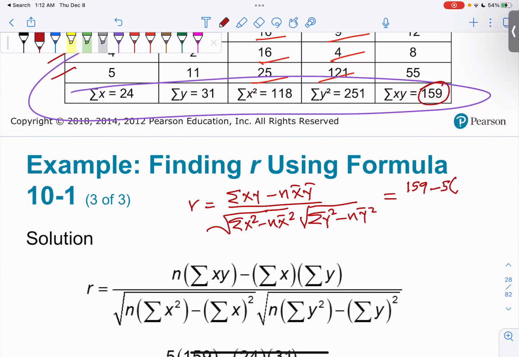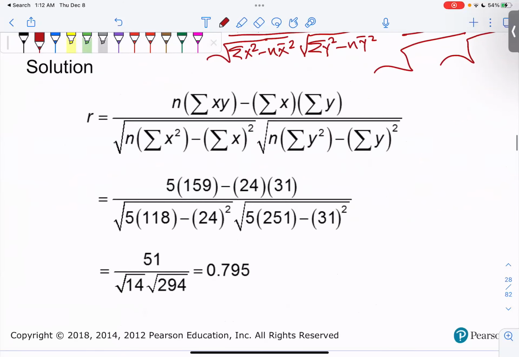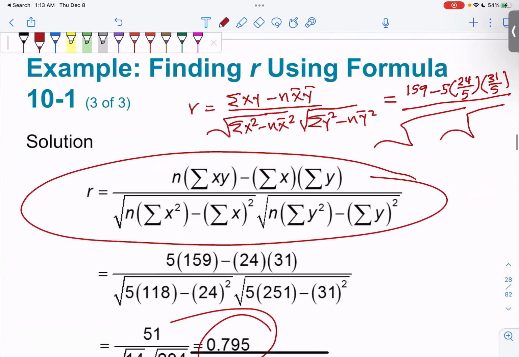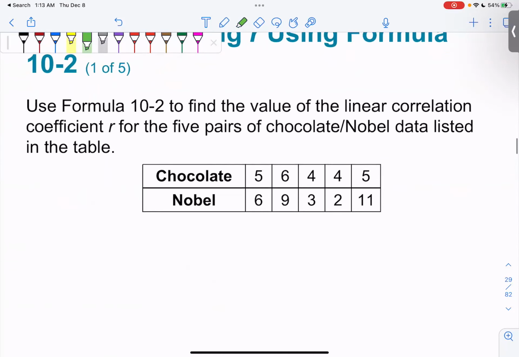x bar is 24 divided by 5. And we have y bar, which is 31 divided by 5. You can keep them like this, or you can simplify them. And the same here, when you get this value, you will find it. So you can use this formula, or you can use this other formula to calculate the correlation between those two variables, okay?